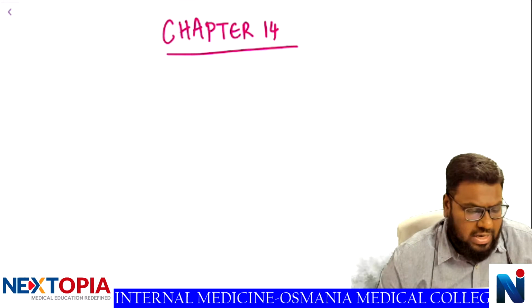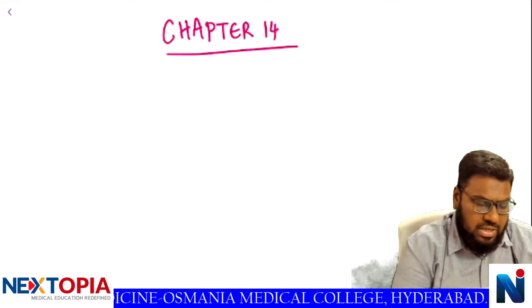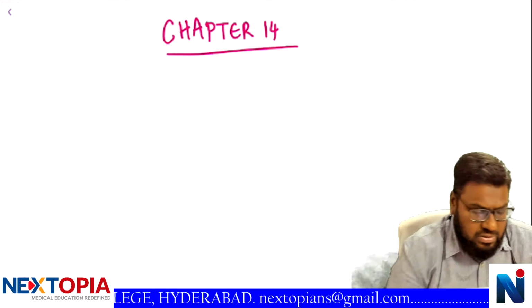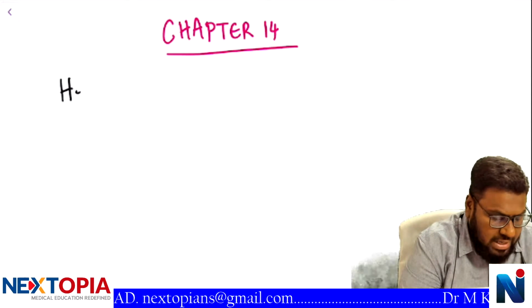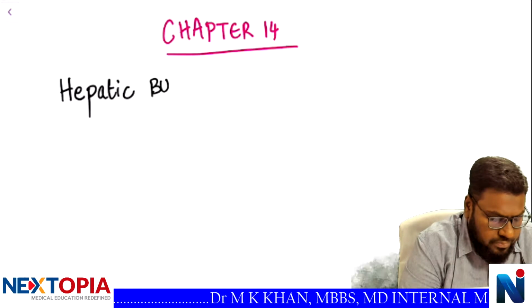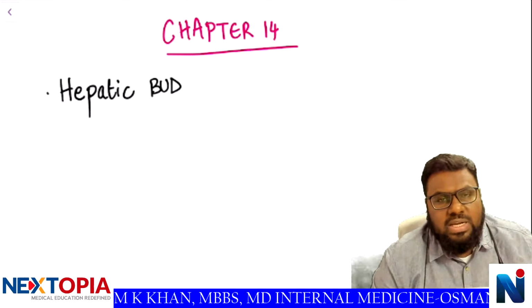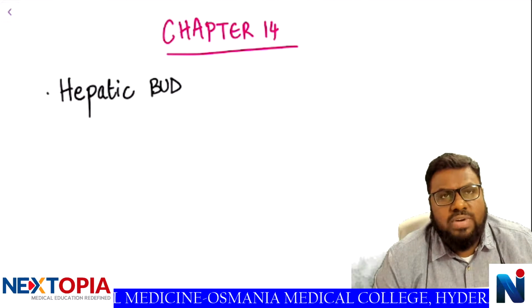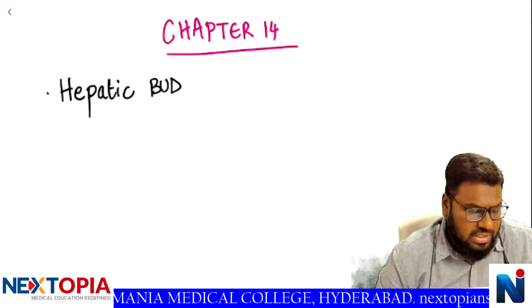So the highlights of today's class are as follows. First, we'll discuss liver and biliary apparatus. The liver develops from what is known as the hepatic bud. The liver is very unique to develop from the hepatic bud, which arises from an outgrowth of the ventral wall of the foregut.